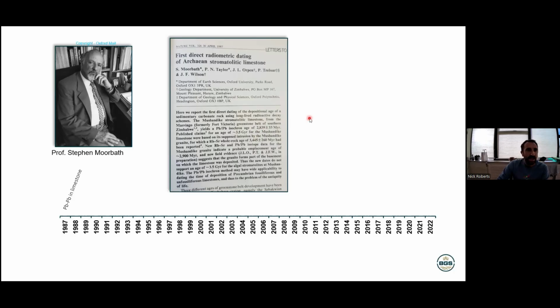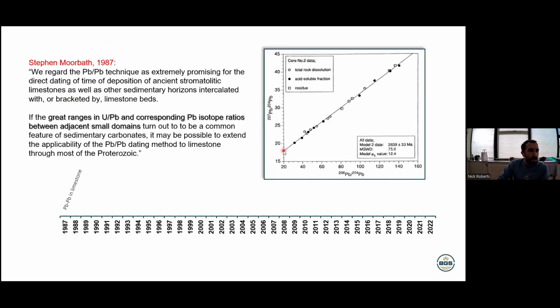He published in 1987 this paper dating Archean limestone using lead data. This was the first seminal work that led several other labs to try this method. And what I wanted to include because of this paper is a few observations he made that were very much relevant for his whole rock lead dating, and these are really relevant to why we use laser ablation today.